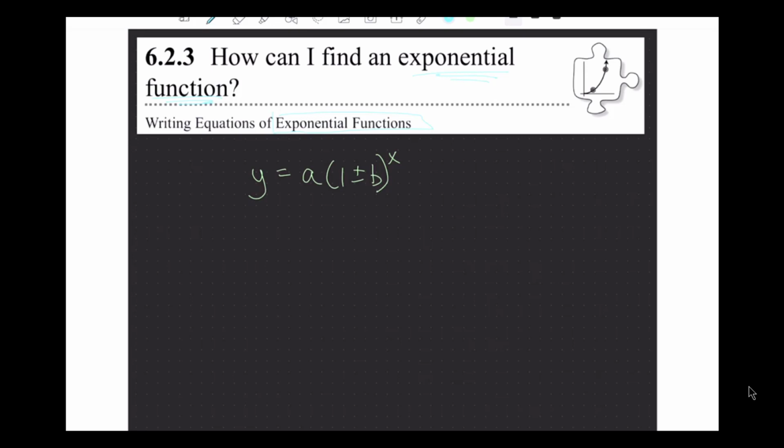So our a, we call that our initial value, or some people just call it the starting value. In our example, we're going to talk about money. A lot of times we talk about money when it comes to exponential functions. So that initial value, or starting value, is how much money you started with before you invested it, right? I'm going to jump over to this b.